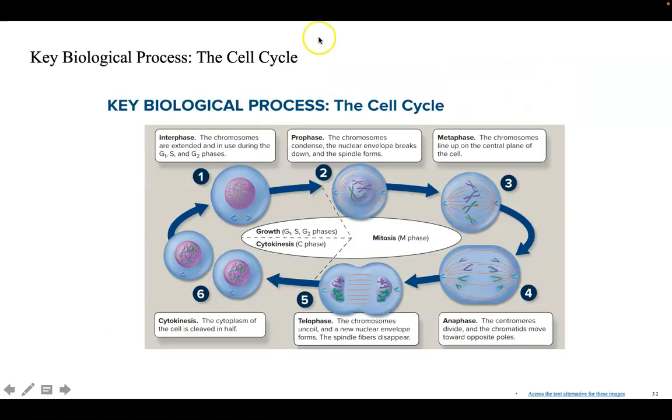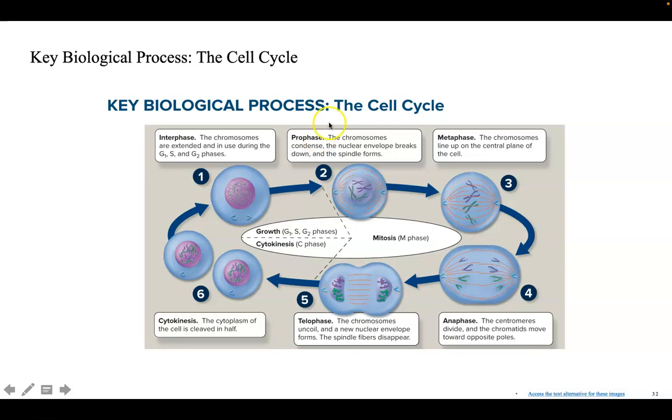So here's that breakdown. Here's interphase, where our chromosomes are extended and in use during the G1, S, and G2 phases. The G0 phase is just the hangout. It's not mentioned here, but that's where nothing's really happening. We're not growing. We're not replicating. The S phase is where you want to remember we are replicating our DNA. G2, we are starting to get those mitochondria and forming microtubules so that they can be used during mitosis.